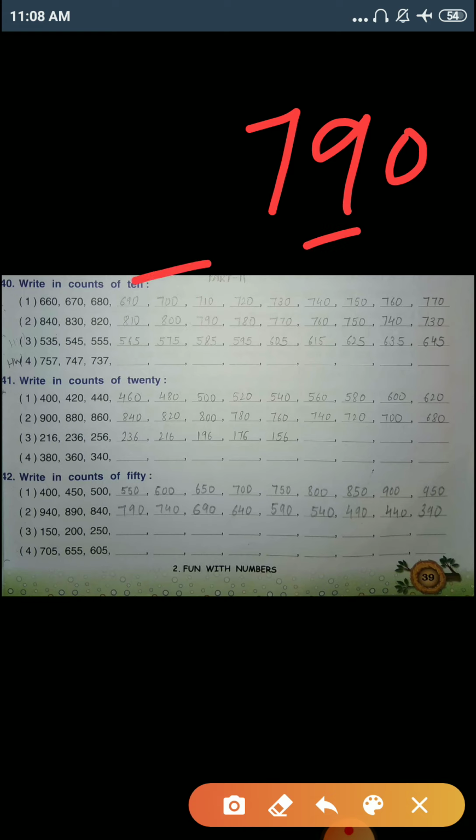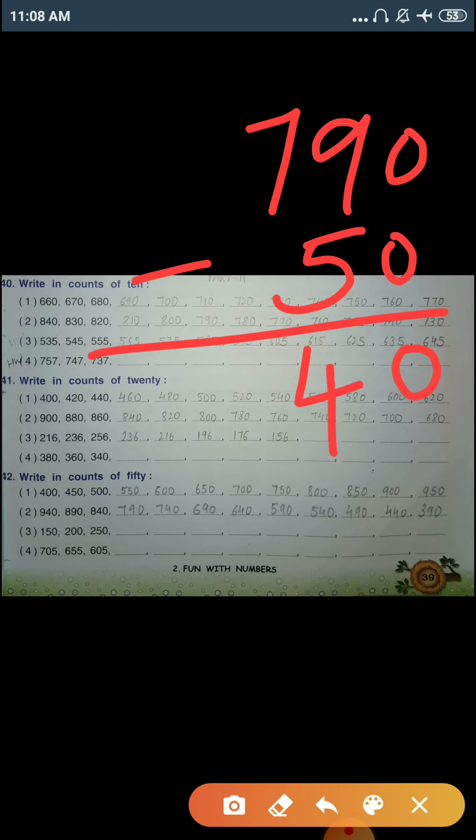790 minus 50. Subtract this number 0. 9 minus 5, 4 and 7. So next number is 740. Now again for next number you are going to subtract 50 from each. For finding out the next blanks, these all blanks you need to solve by yourself.